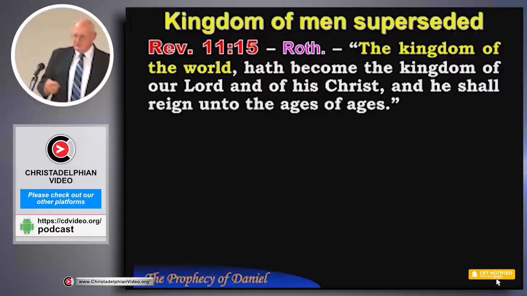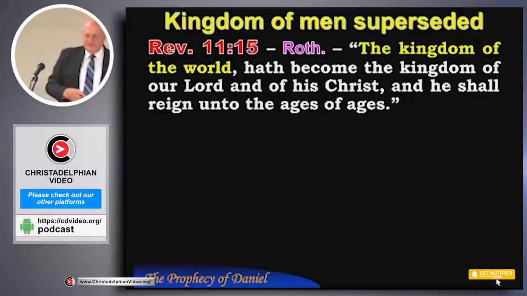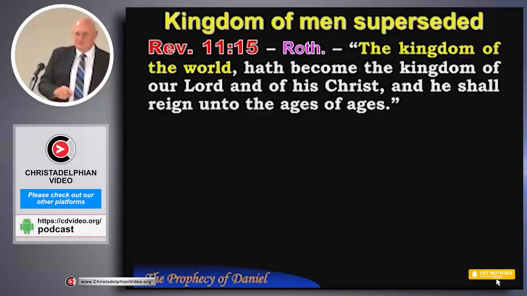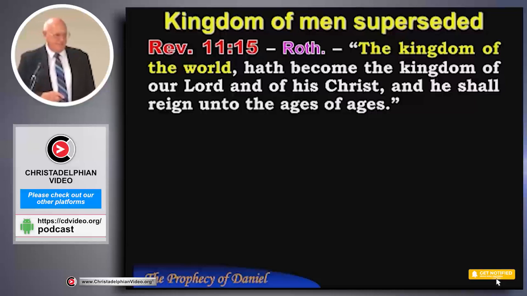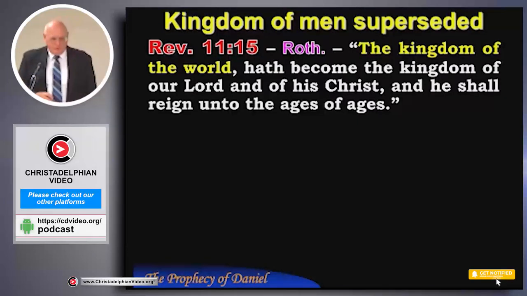And of course, the ultimate outcome will be verse 44 of Daniel chapter 2. In the days of these kings, that is the kings that I see developing in Europe now, the God of heaven shall set up a kingdom which shall never be destroyed. That's the outcome of this contest. The kingdom of men will be swallowed up, destroyed, stamped upon by the kingdom of God.